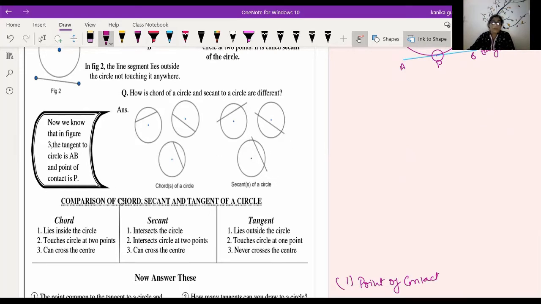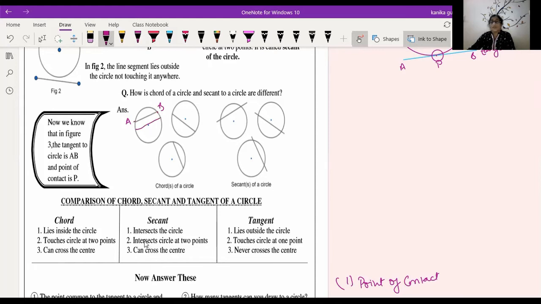Now, comparison of the chord, secant and the tangent to the circle. Now, the chord lies inside the circle. Here, this is the chord AB. It lies inside the circle. It touches the circle at two points. And it can cross the center. Now, if this crosses the center, then this chord AB becomes the diameter of the circle.